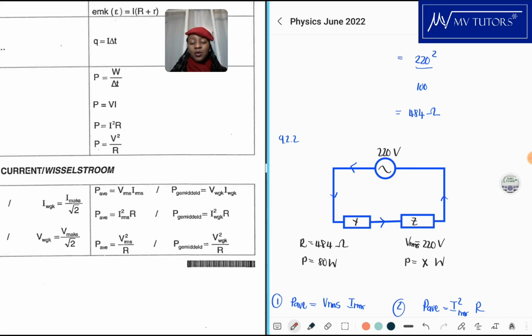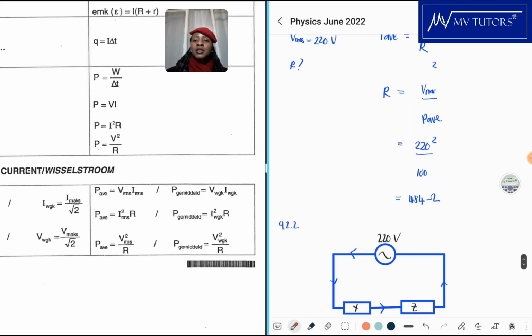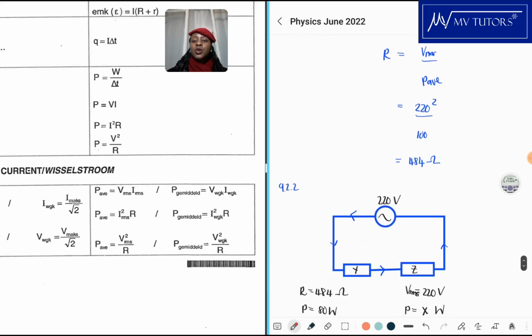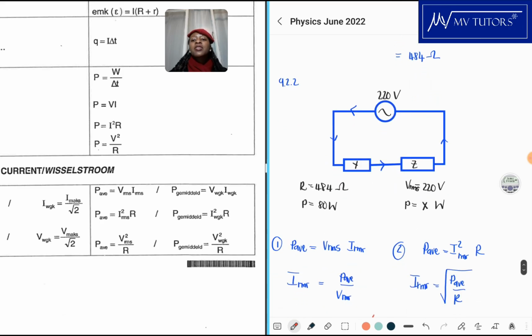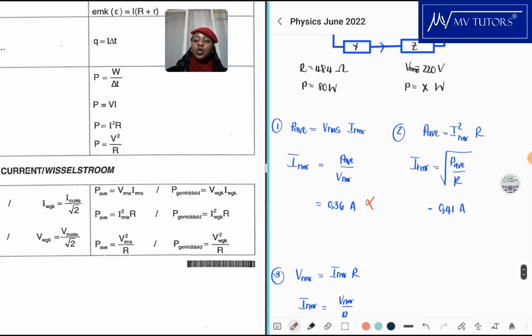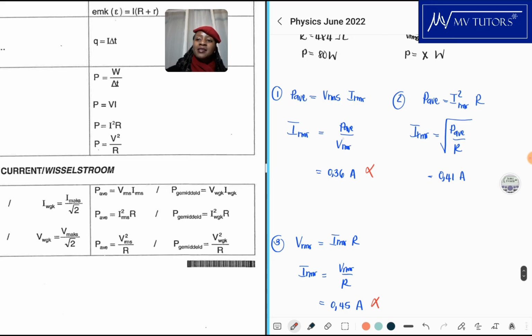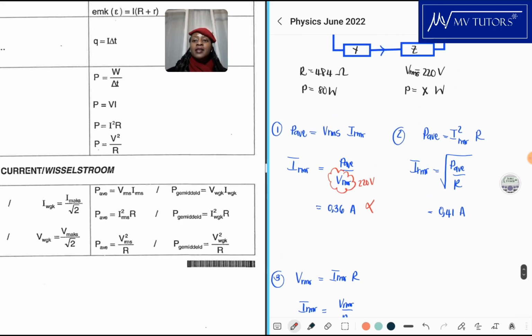But now, since the power reduced from 100 to 80, you don't have 220 VRMS anymore. It has changed, okay? So you'd have to use this equation, VRMS is equal to the square root of R times P average, to get the new voltage. So what is incorrect here is the voltage that we used, which was 220. It's not 220 anymore. It's going to be something else.